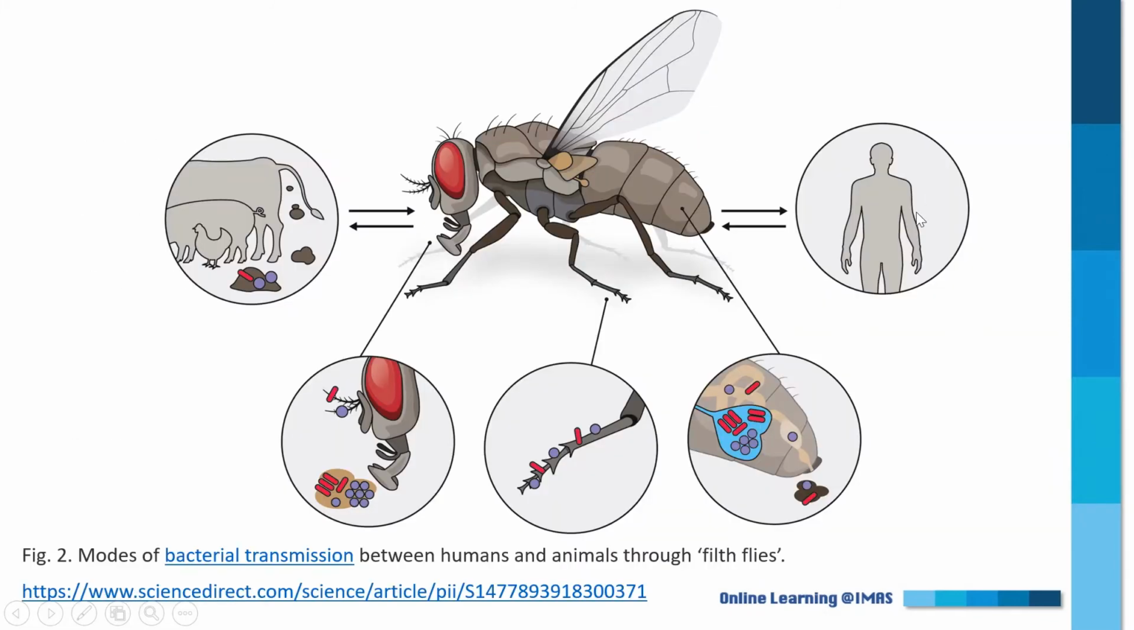Okay, this is just to show you how the flies can touch animal feces, human feces, and the bacteria can be in their mouth parts, on their legs, on the hair covering the body, and also in their feces. So this is how the flies can transmit diseases from animal to human.